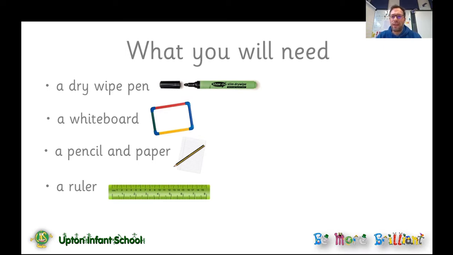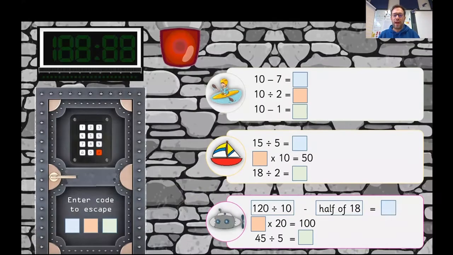I'm afraid to say I've got us into a bit of a problem because I've gone and got us trapped in this room and we need to try and escape. The only way to escape is by putting the code into the door onto the keypad. In order to get the code, there are 3 challenges to do. You can choose which one you would like to do.